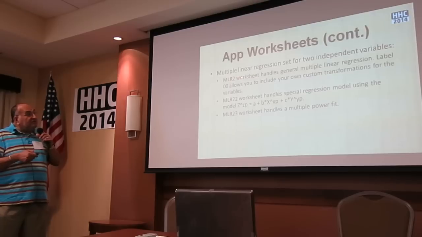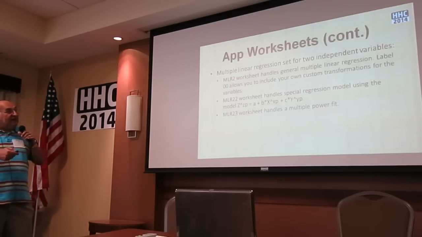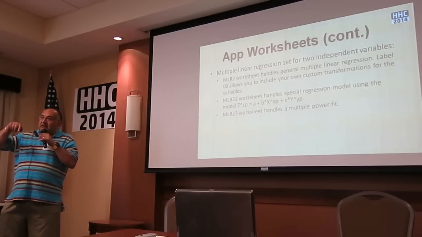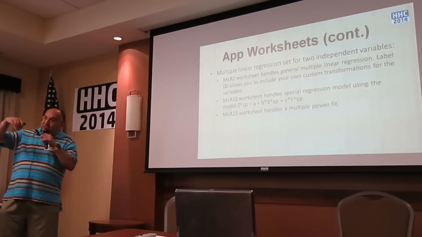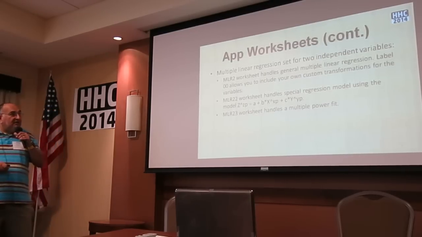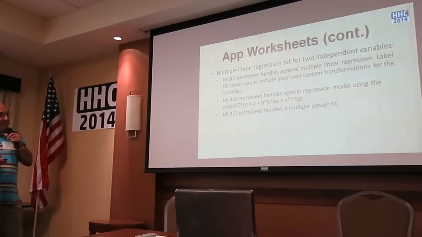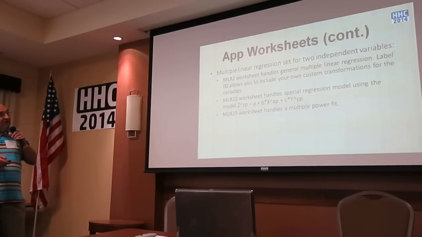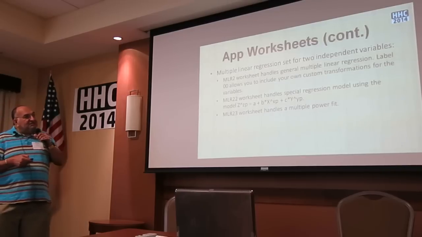Worksheet MLR2 handles the general case. Again, label 00 allows you to specify the transformation where you take the raw input, transform it, and store it in another variable that's used in the summations. Again, MLR22 is the spreadsheet that handles the special case for using the model with powers.